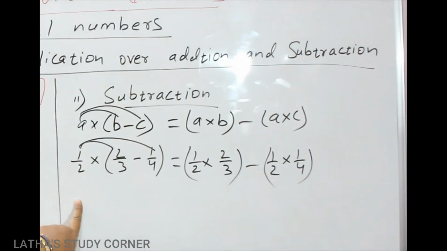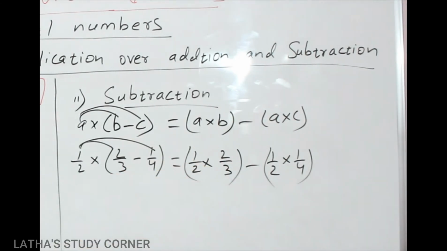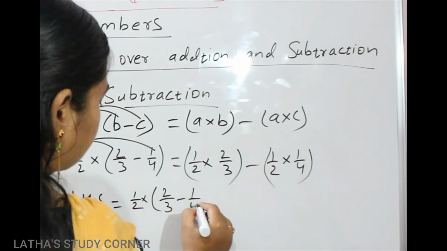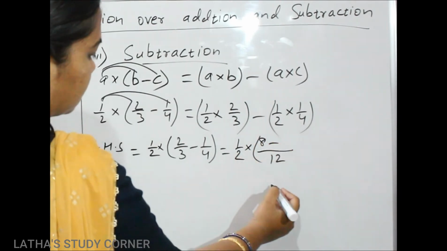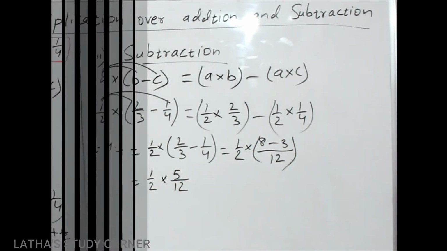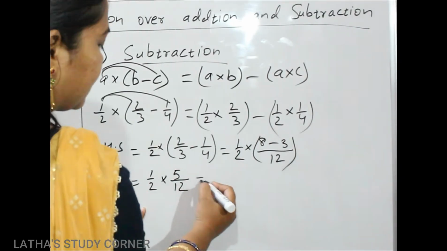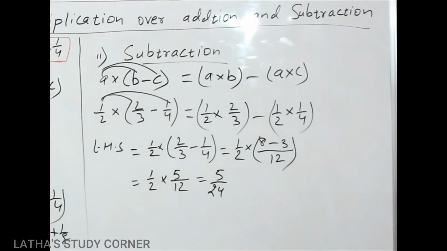Now we have to check whether LHS is equal to RHS or not. So LHS, how much did we get? 1 by 2 into 5 by 12. So it is 5 by 24. LHS value we got is 5 by 24.